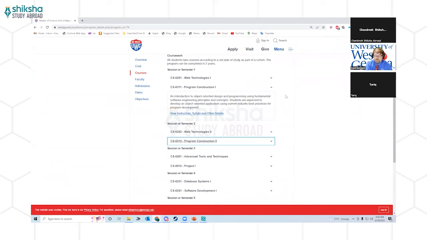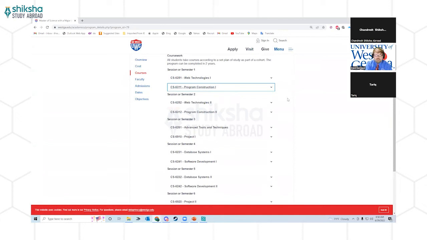So unlike a lot of programs in the US, it doesn't give you a lot of flexibility in regards to choosing which classes you wish to take, nor are you able to specialize the program in any particular direction because everyone will be taking the same classes. Granted, it may not be the same people in each of your classes because we will be having multiple versions of each class. So there might be an 8 a.m. class, a 9 a.m. class, a 10 a.m. class for web technologies. And then you might have another class in program construction later on.